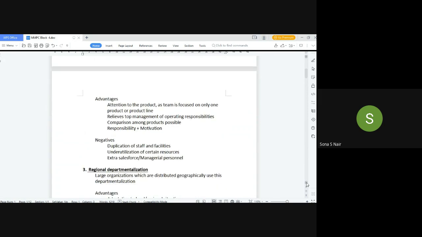Negatives is, obviously, when you have different people devoted to different product lines, you have duplication of facilities and staff. And sometimes, if one product is not doing very well, or is not that successful, there would be certain facilities lying with the not so successful product, which are underutilized because they are not being used that much there. You would obviously need more people, extra sales force, to take care of different product lines.